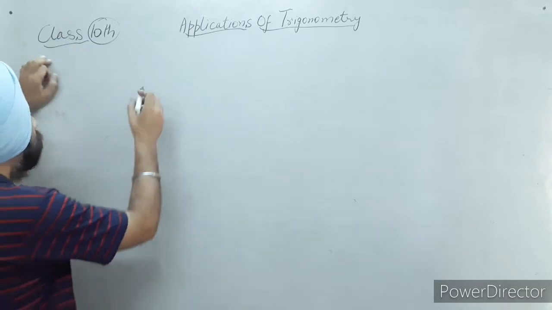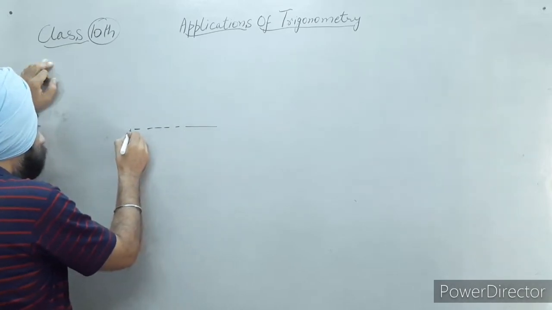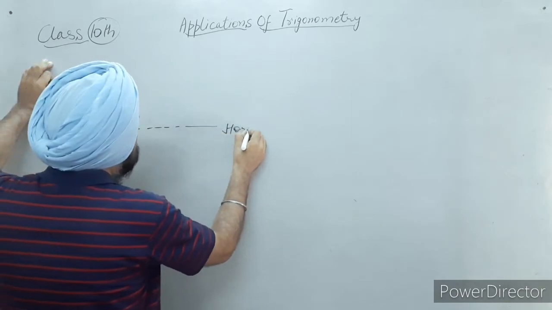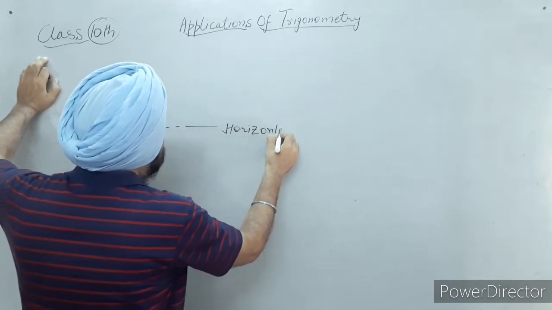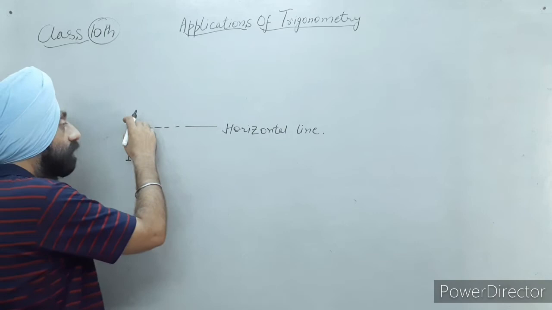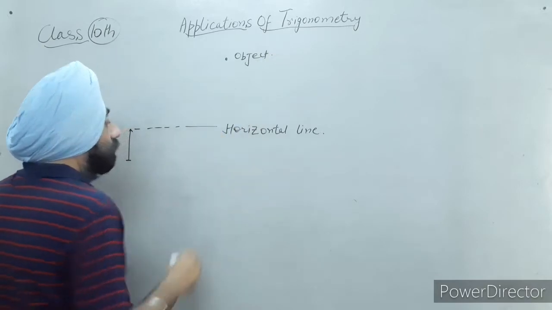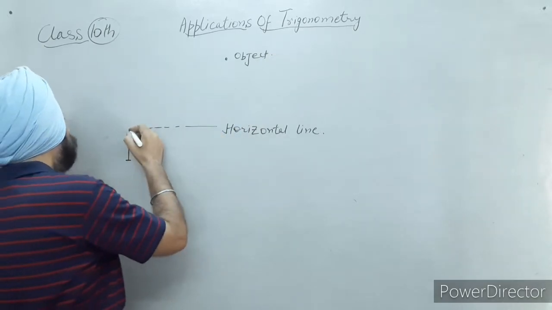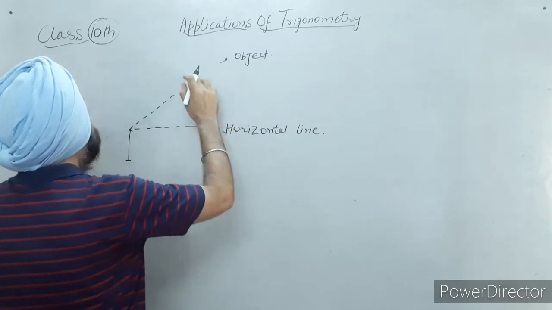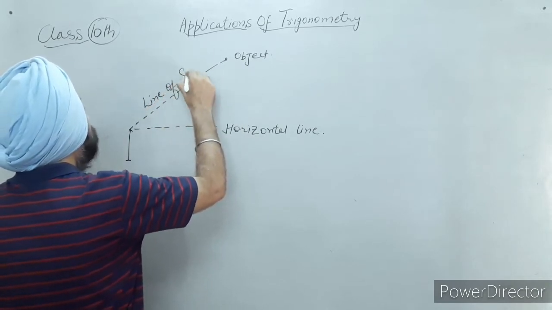Now, to start off, you should understand the basics of it. Few basics are, this is a horizontal line, that is, if a person is standing, this is the horizontal line. Now, if a person is to observe an object over here, he has to raise his head. So, this is the line of sight.